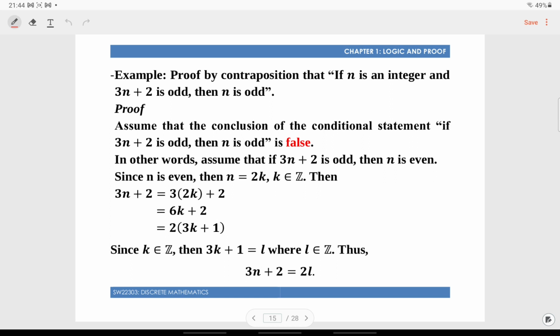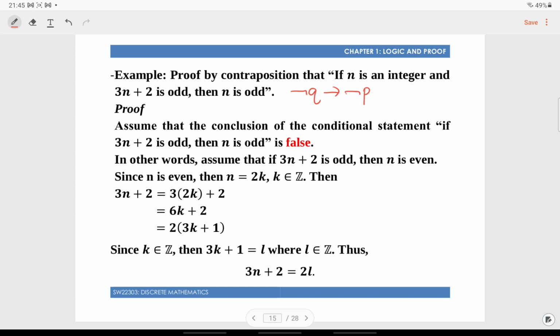Alright, the first step is to assume the negation of the conclusion. Okay, because in contraposition, we need to prove that if not Q, then not P. So we need to assume that the conclusion of the conditional statement, if n is an integer and 3n plus 2 is odd, then n is odd, is false. We need to assume that the conclusion of the given original statement is false.